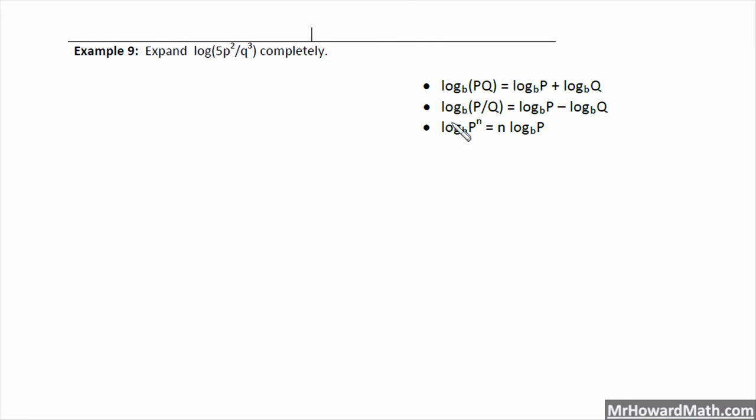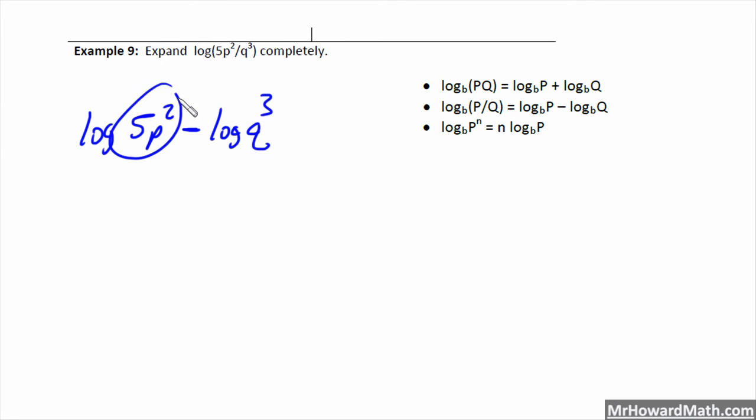The numerator will be listed first here, and the denominator will be listed second here. So the numerator 5p squared first, and then q cubed, the denominator second. So numerator first, denominator second. So it's the log of 5p squared and subtract the log of q cubed. So numerator here, denominator here, and we went from division to subtraction.